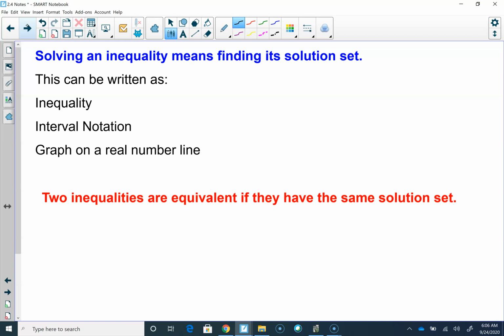So solving an inequality means finding its solution set, and you should be able to write a solution set now, after the last chapter, as an inequality, as interval notation, and graphing on a real number line. We practiced that on our first test. Two inequalities are equivalent if they have the same solution set. And solution sets for inequalities are not a point.